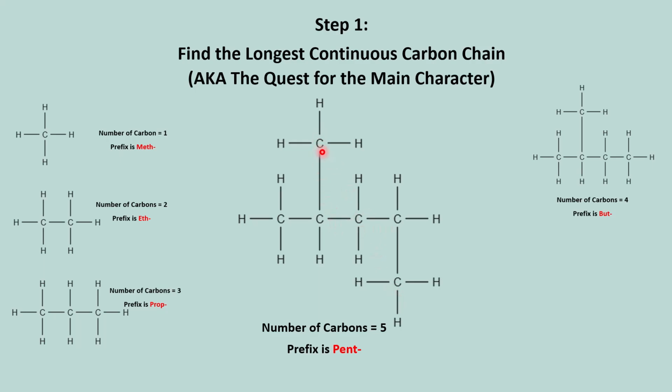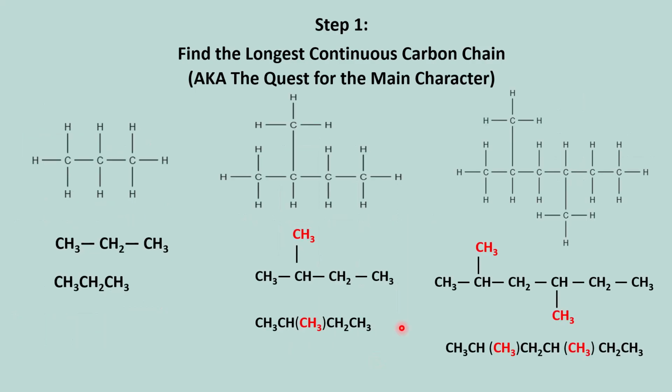And this chain. So if we pick from this side, 1, 2, 3, 4, 5. But if we pick it this way, 1, 2, 3, only 3. 5 is more than 3. And if we pick it this way, 1, 2, 3, 4, 5. It's still the same as the first one that we did. So we are at liberty to pick any one that we want. So we have 5 carbons in the longest continuous chain. There is something important I would like to stress when it comes to identifying the longest continuous chain.